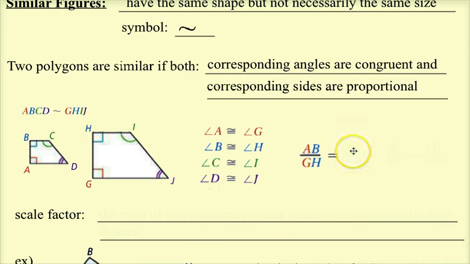The sides are in proportion, so see how AB matches up to GH, BC matches up to HI, CD matches up to IJ, and AD matches up to GJ.